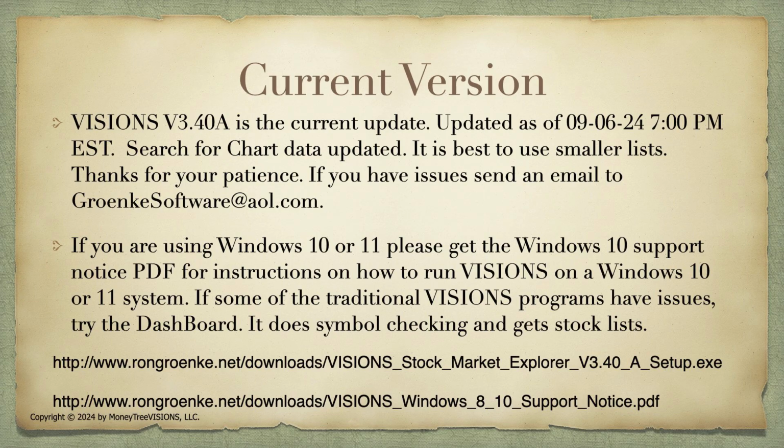Visions operates best when run in an administrative mode, so please implement the Windows 10 support notice to do that.